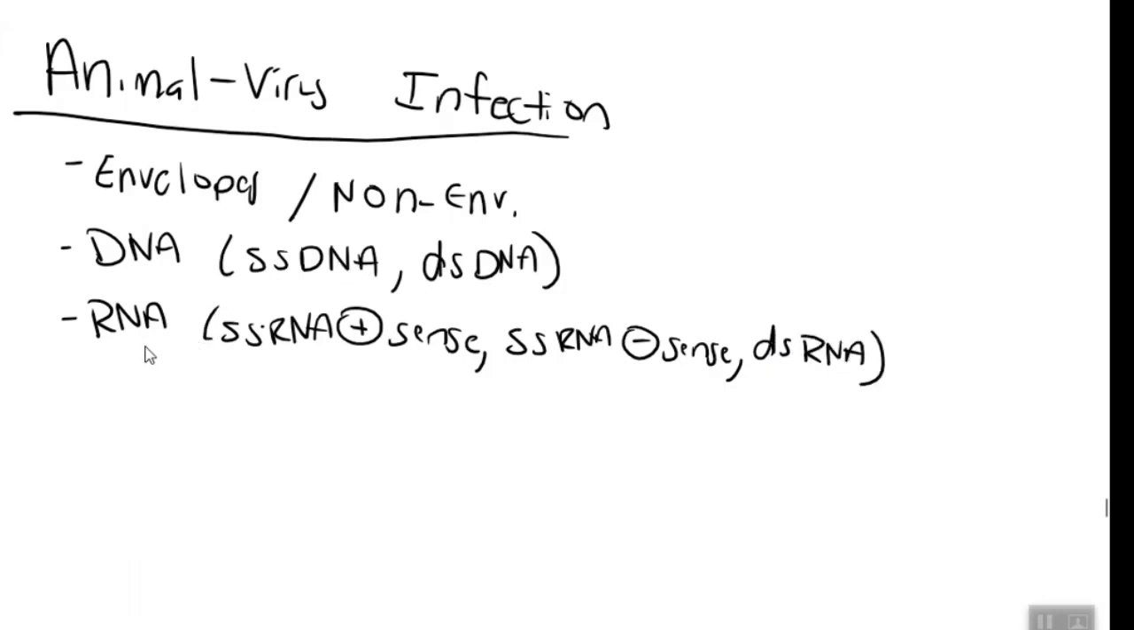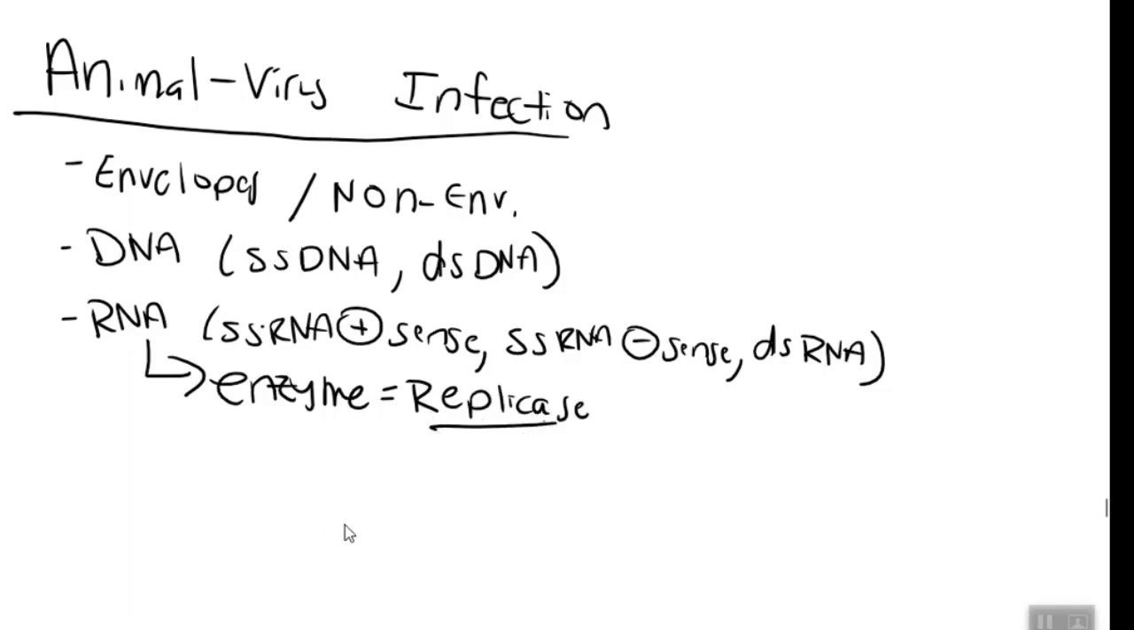One thing key about the RNA viruses is they need to have a special enzyme that they bring with them into the host. And you're going to find out in a minute that enzyme is called replicase. So RNA viruses need to bring or have a copy of replicase with them.